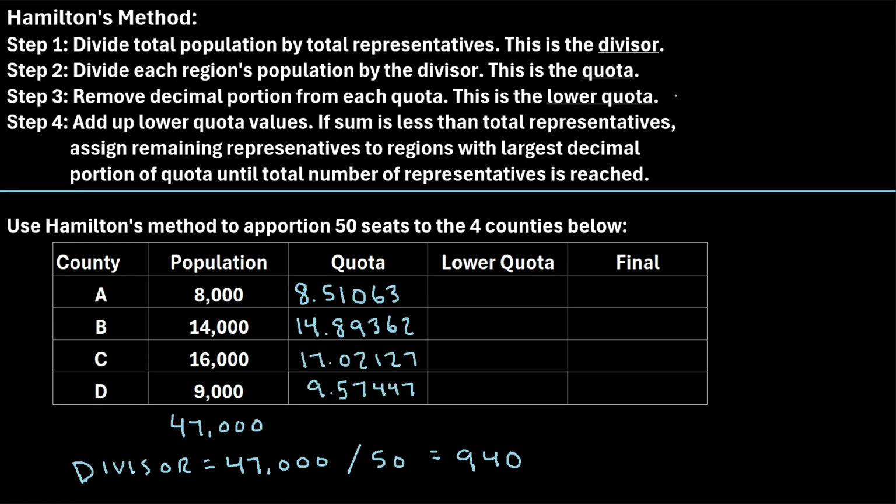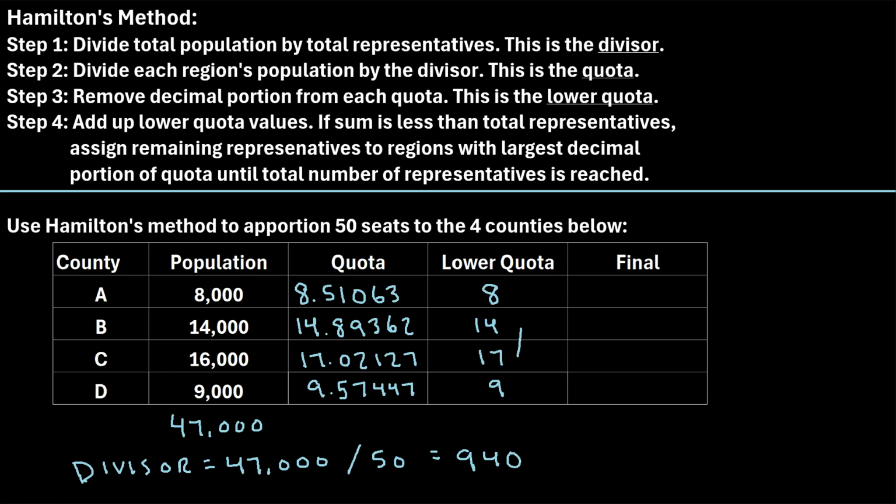Okay, the next step says remove the decimal portion from each quota. This is known as the lower quota. So all we're going to do here is remove the decimal from each quota. For example, this lower quota would be 8, this one would be 14, 17, and 9. Now, step 4 says add up the lower quota values. If the sum is less than the total representatives, then assign the remaining representatives to the regions with the largest decimal portion of the quota until the total number of representatives is reached.